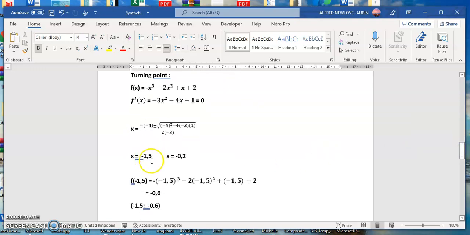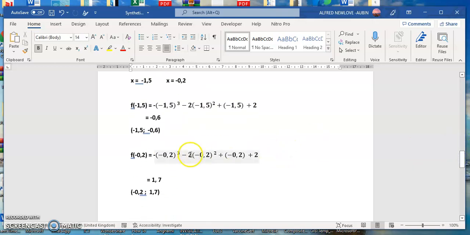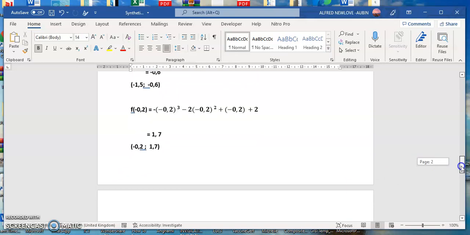We substitute this minus 1,5 into this. You're going to get this. If you press on the calculator, you get 0,6. So it means minus 1,5 and minus 0,6 is a turning point. Then you also have to substitute this minus 0,5 into the same original function. You are going to get this. So this becomes our other turning point. We use these to draw the graph.